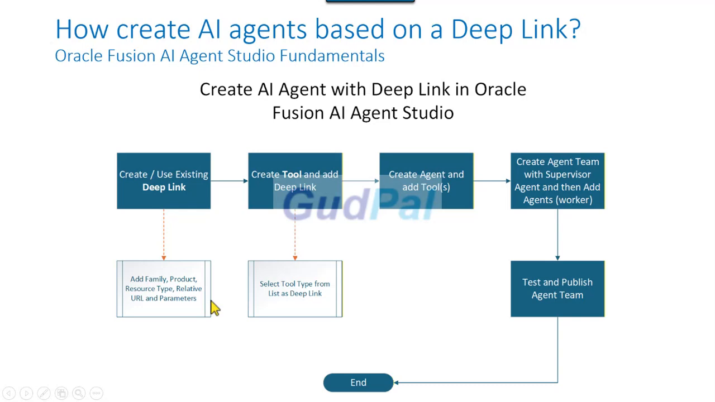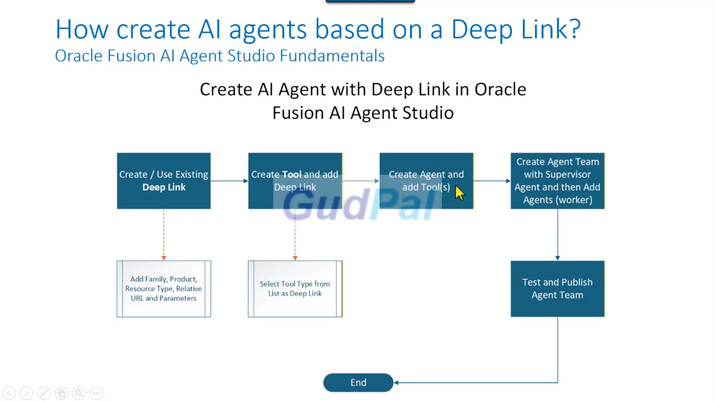The deep link is about the same thing. It's about fetching a form within Oracle Fusion applications, as an example. Once you create the deep link, the next step is to create a tool and associate that previously created deep link with the tool. Once you create the tool, the next step is to create an agent and associate this tool with the agent. This agent would be called a worker agent.